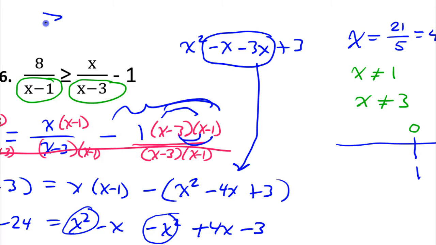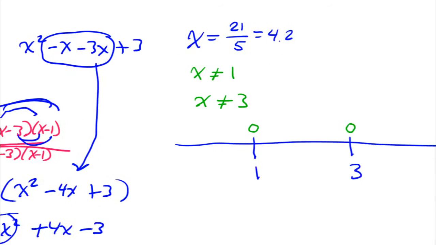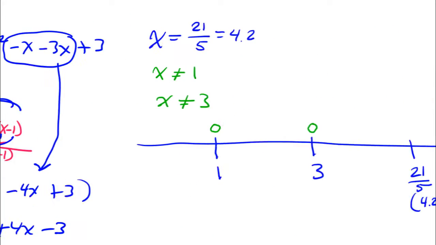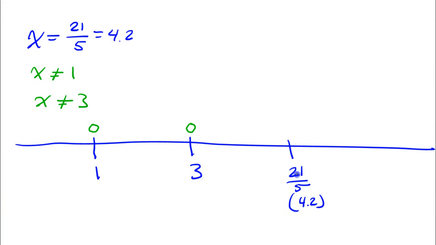If I just had greater than, then that would be an open circle. But because I have greater than or equal to, we will graph it as a closed circle to include the points where the function is equal to both sides. All right, so 21/5 is an equal to value, so we want to include that. So we have this.